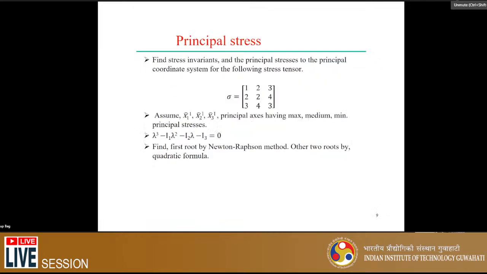Take an example also. For example, find the stress invariants and the principal stresses, and transform to the principal coordinate system using this particular tensor. Suppose sigma equals this given state of stress. Here we follow a similar approach: form the characteristic equation, and from there you get this cubic equation. Solve this cubic equation and find the roots, which represent the principal stress components. But how can you find them? For example, first find one root of the equation using some numerical technique, say the Newton-Raphson method. Once you get this, then you can apply the quadratic formula to find the other two roots of this equation.